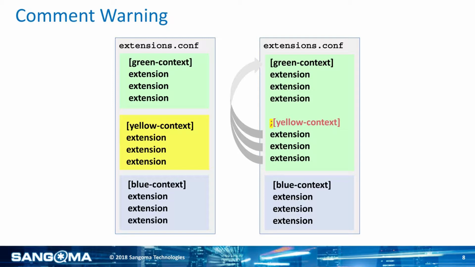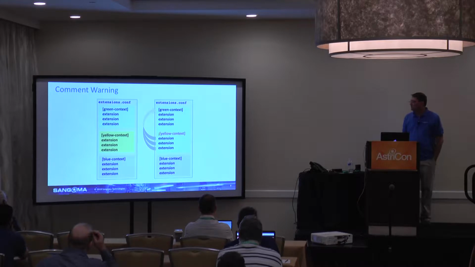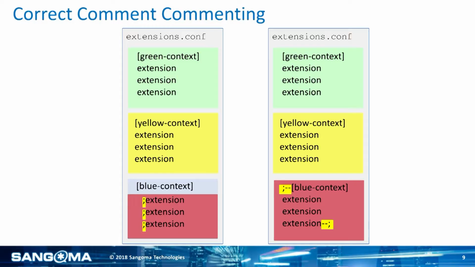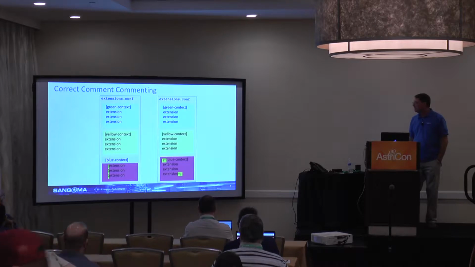Comments are a semicolon, just like any of the other config files in Asterisk. Note here that if you comment out a context, then all the extensions that were down below that context definition will actually belong to the context up above. So this would be a bad way of commenting out an entire context because you're not really doing that. You might have unwanted circumstances because of this. The better way to comment out an entire context would be to comment out every extension within the context or do the block comment style, the semicolon dash dash.